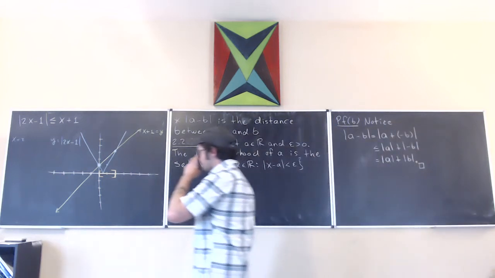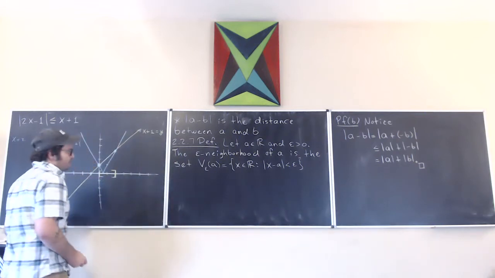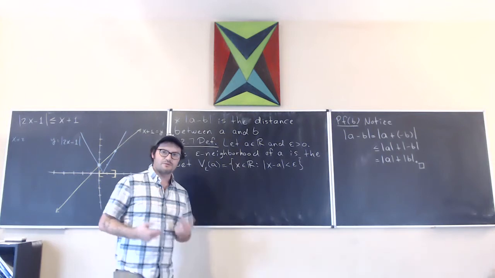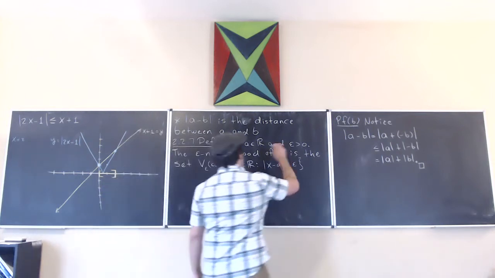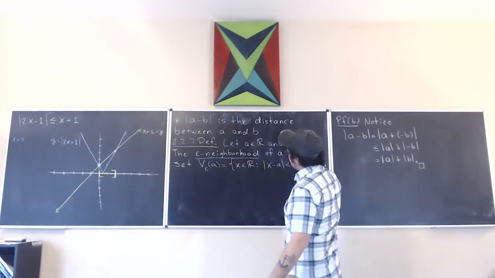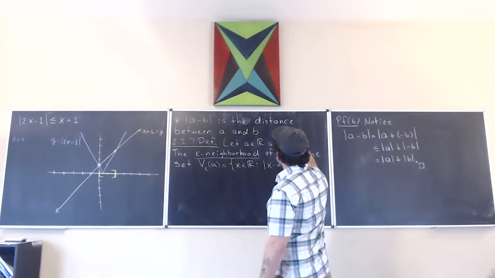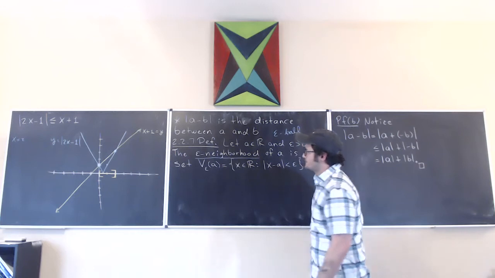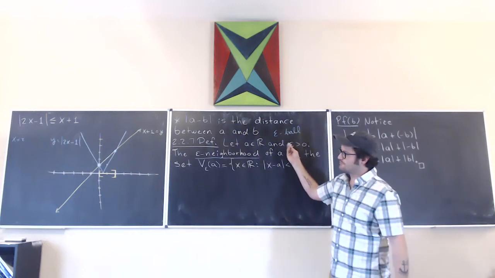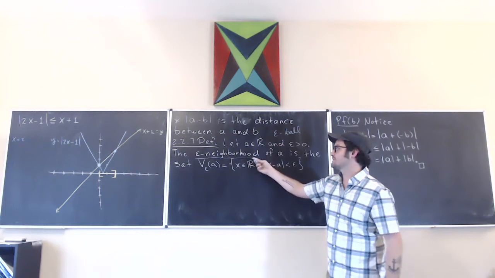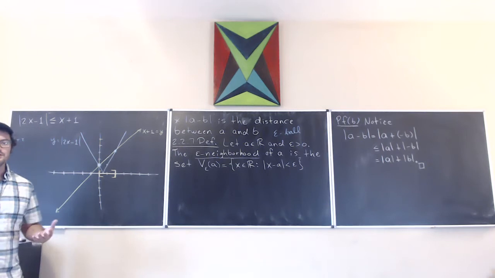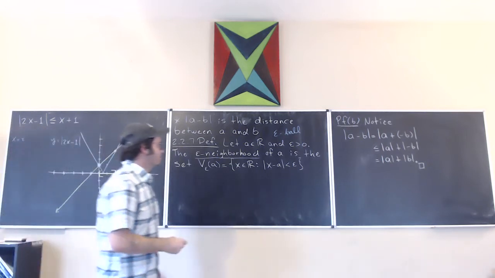So epsilon neighborhood, some other terminology of this, which I sometimes might say by accident, sometimes I'll say an epsilon ball. This is like a general name for this specific definition on the real number. An epsilon ball, epsilon neighborhood, they mean the same thing to me.